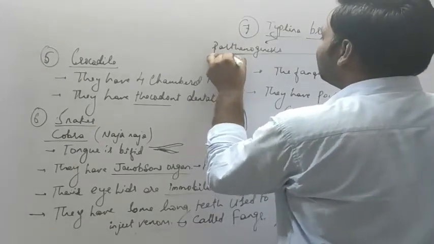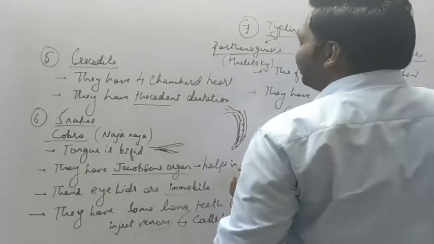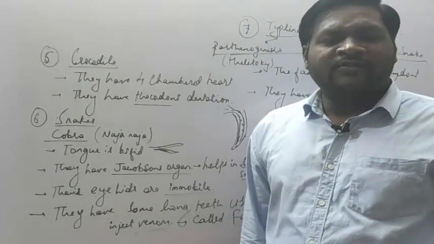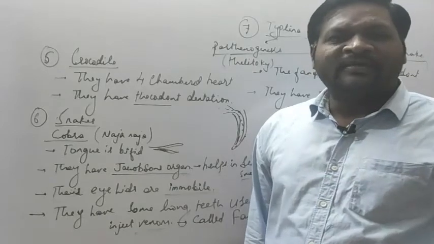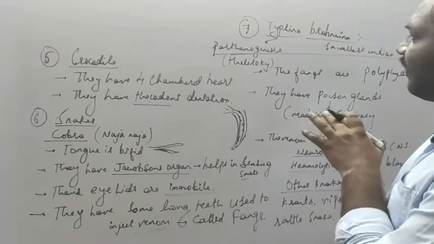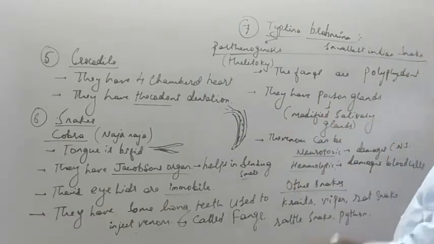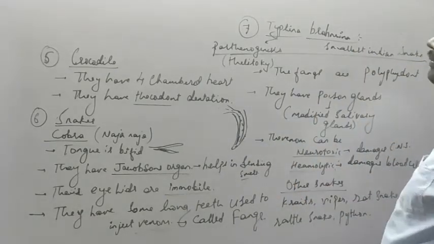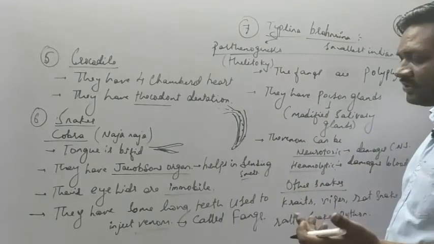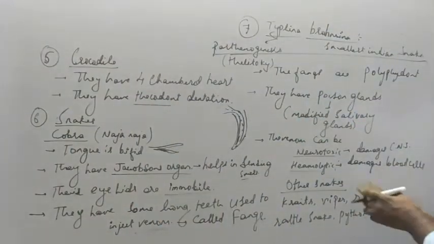Thelytoky is a property where we can see females lay eggs which are unfertilized and will develop the young ones, and these young ones will again be females, though they don't have any kind of male snakes in their surroundings. So that is about the different types of reptiles. Now, we will move to another class, that is class AVES. So, you can pause the video and note down the points.